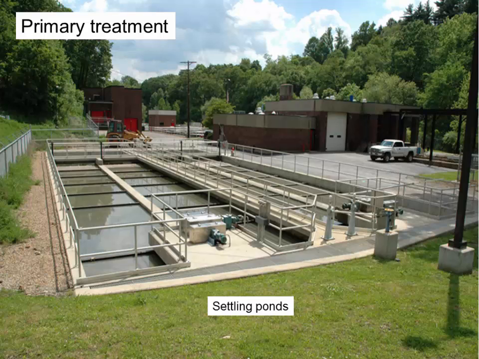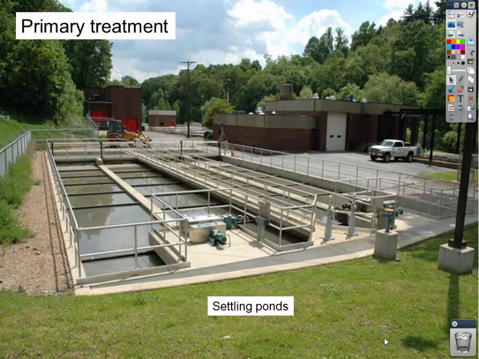Okay, after physical treatment, after preliminary treatment, we move on to primary treatment. Primary treatment of wastewater is a series of settling ponds. You might see these called square tanks. You might see these called grit chambers. The function is the same no matter what it's called. Primary treatment is literally settling out of the different things we don't want in the water anymore.